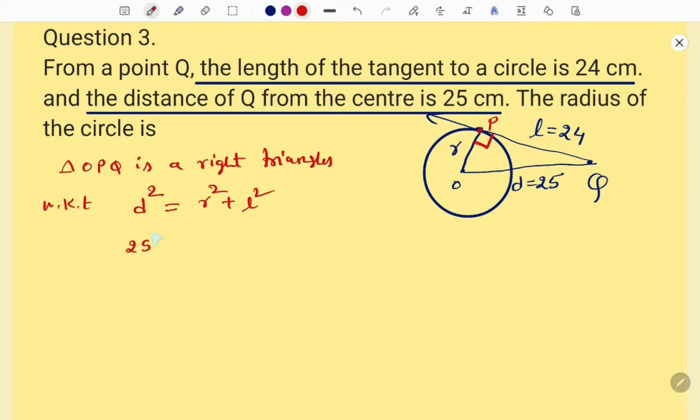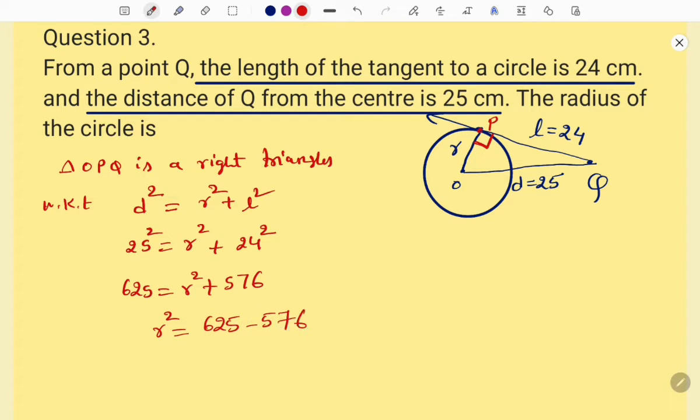So 25 square is equal to, you know, R? No, I don't know. That's why R square plus L, I know that is 24. So therefore 24 square. So 25 square, that is 625, is equal to R square plus 24 square, 576. Therefore from here R square is equal to 625 minus 576.